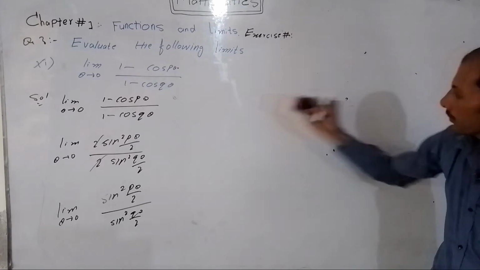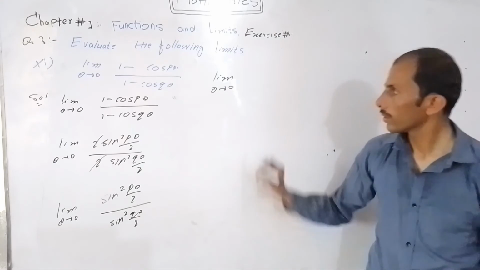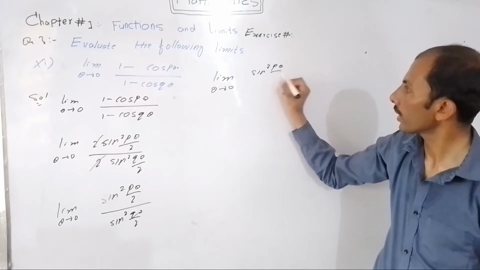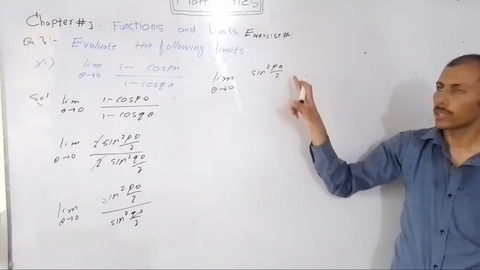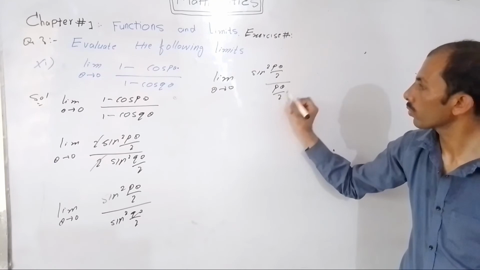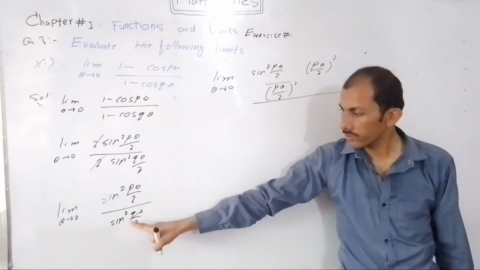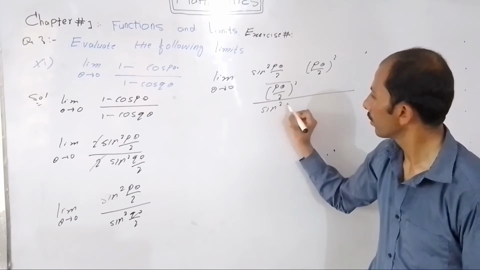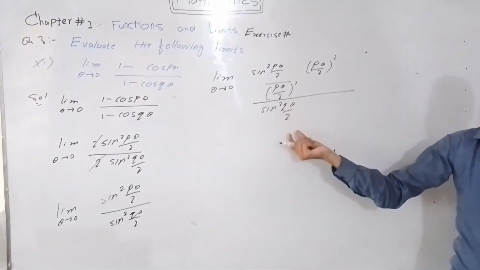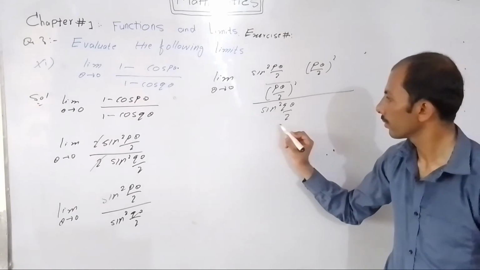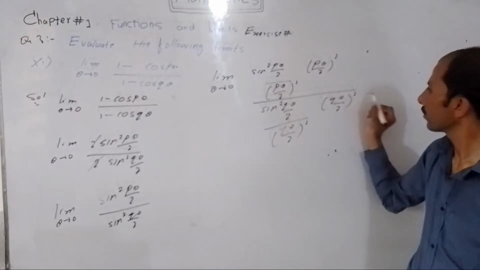So next, limit theta approaches 0, sin square p theta over 2: dividing and multiplying the numerator by p theta over 2 whole square. So divide by p theta over 2 whole square and multiply by p theta over 2 whole square. Denominator sin square q theta over 2: repeat this process. Divide and multiply by q theta over 2 whole square.